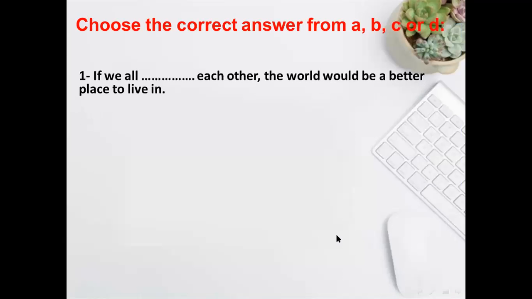Now choose the correct answer. If we all loved each other, the world would be a better place to live in. Can you remember the rule? If, then past symbol, then would plus the infinitive. When you find would plus the infinitive, use the past symbol. Where is the past symbol? Loved. The past symbol, loved.